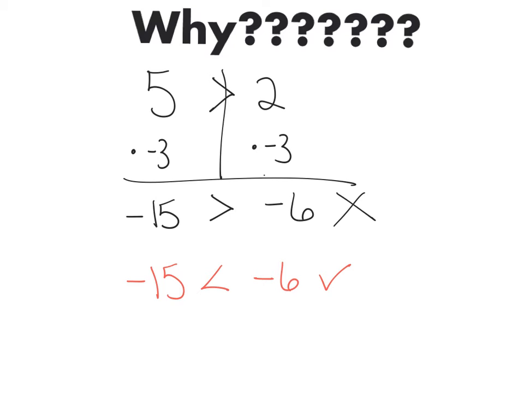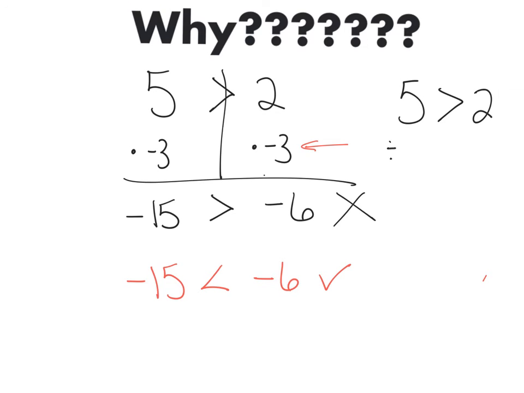And the reason this happens is, remember we talked about how multiplying by a negative flips it to the other side of the number line. Well, 2 was smaller, so when it flipped, it didn't flip as far away from 0 as the 5 did. And the same thing happens if I would divide. So let's go back to 5 is greater than 2.